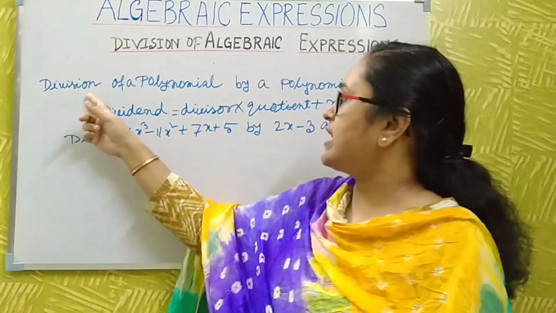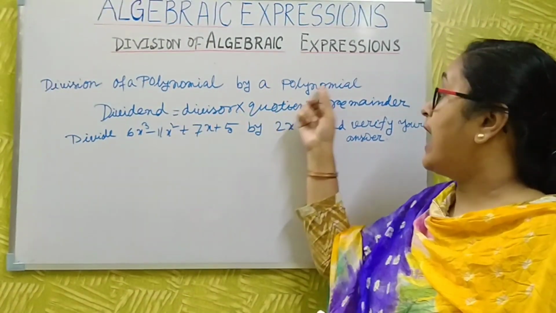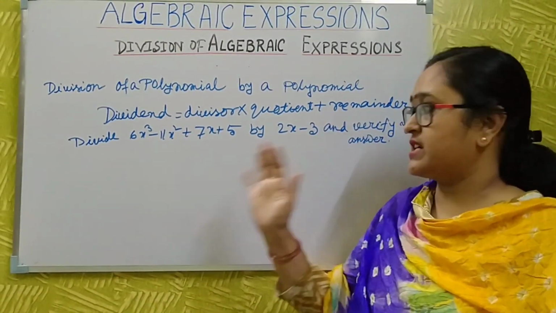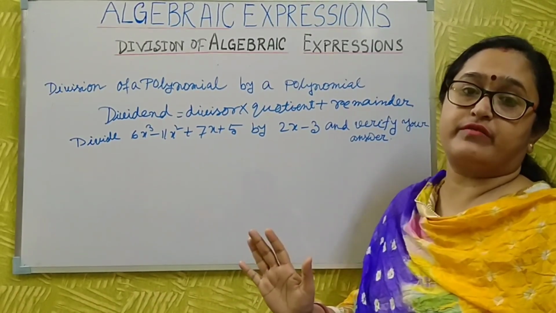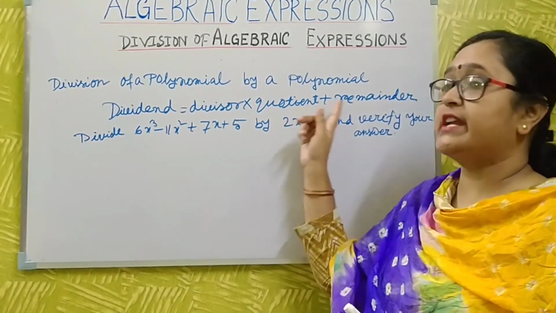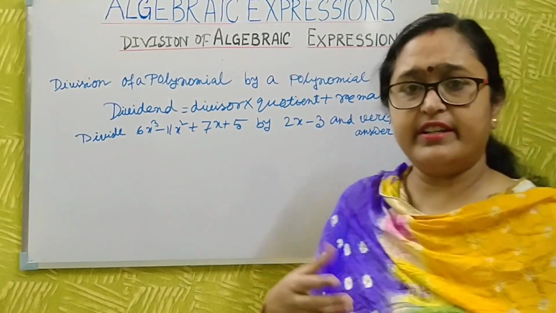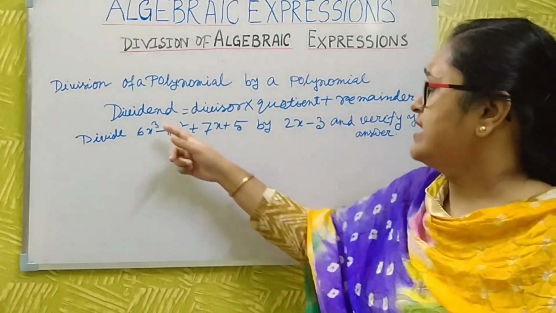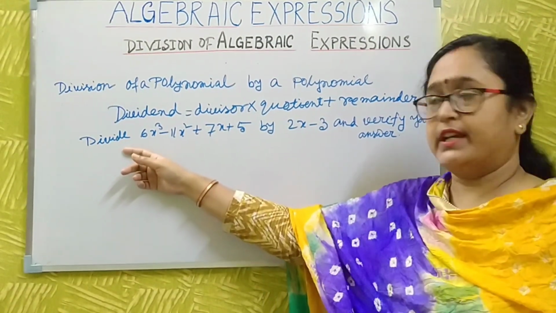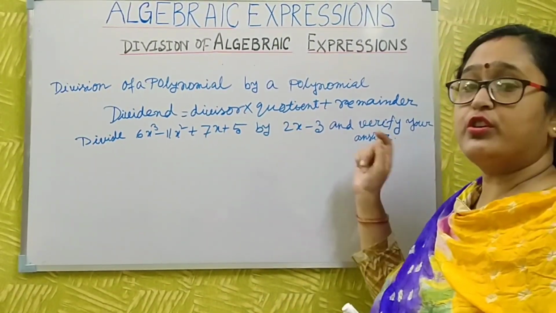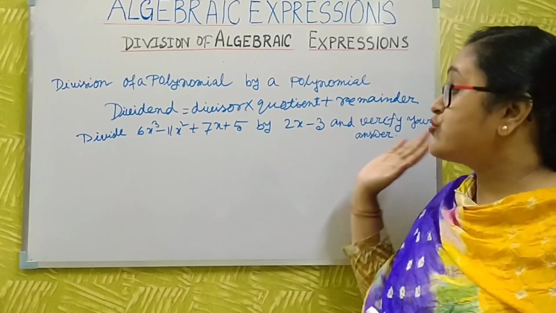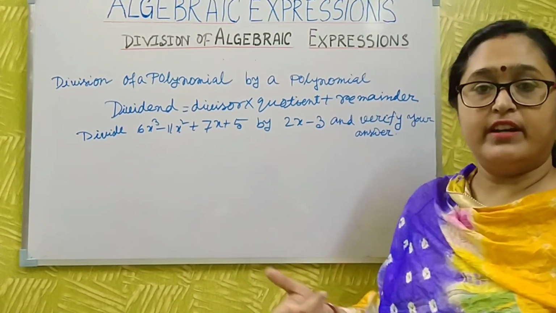Now start division of a polynomial by a polynomial. For doing the division, first I discuss the verification of the division. All of you know dividend is equal to divisor into quotient plus remainder. We already read this in the previous class. Dividend is equal to divisor into quotient plus remainder. Now I give the question: divide this polynomial by this polynomial and verify your answer. I do the division now, then I do the verification also.